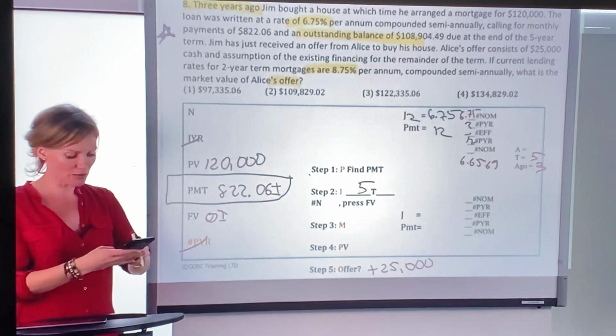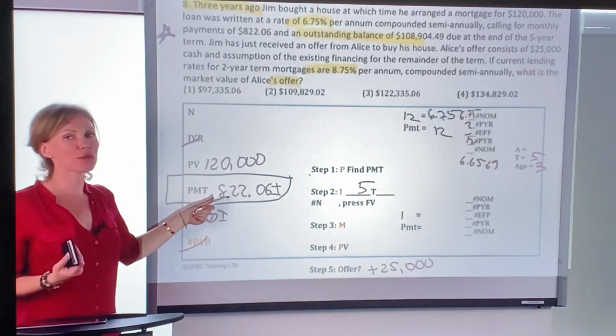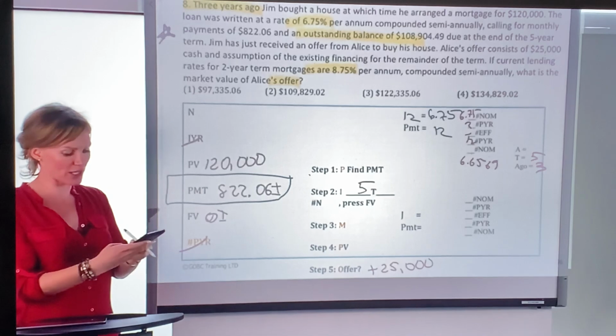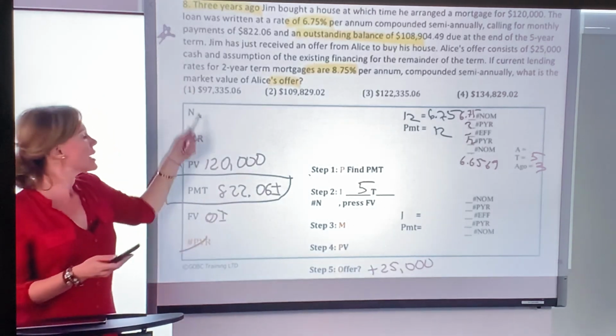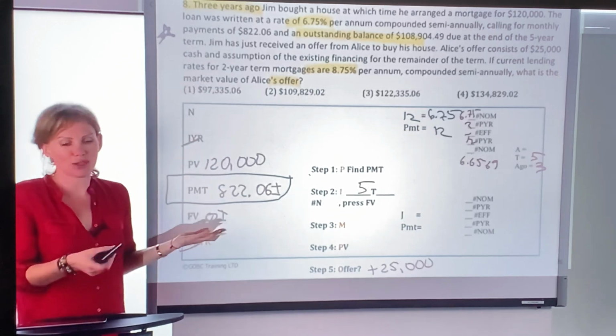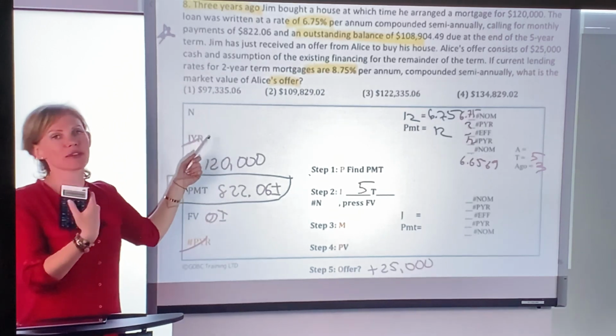I'll put 120,000 PV. I'll put the payment in because it's given to me, 822.06 as is, plus minus PMT, it's already increased. And then you can put 0 plus minus future value. And now we're going to press the N, right? That's the only option we have. So you press the N, it will come up as 299. So basically 300 months, okay?